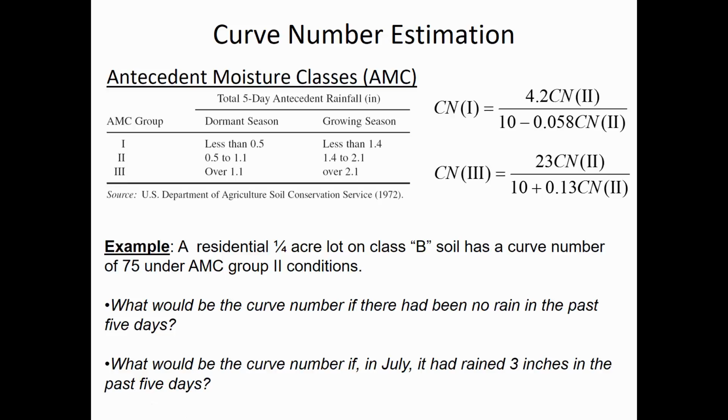All right, so I'd like you to try out the formula here for calculating the curve number and also how to adjust based on the antecedent moisture condition. Let's say that we have a residential quarter acre lot on Class B soil that we could look up from the table, and it would have a curve number of 75 under group 2 conditions. Find out what would be the equivalent curve number if it had been no rain, and what would be the equivalent curve number if it had rained 3 inches in the last 5 days.